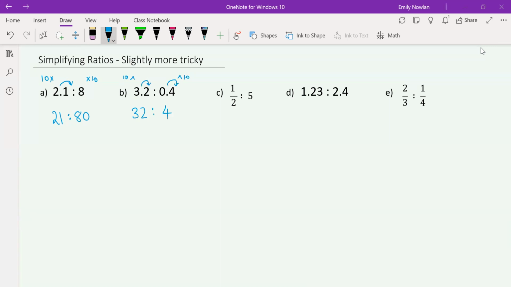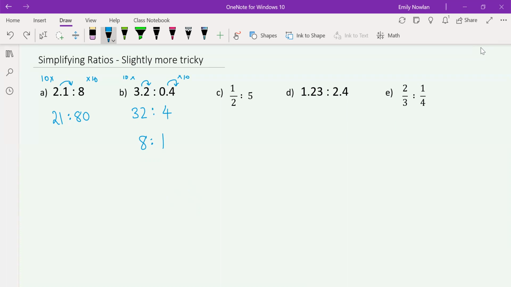Now, will that simplify? Is there a number that goes into 32 that also goes into 4? Now remember, you can put it on your calculator and put 32 over 4 and see what you get. Or you can know that 4 goes into 32 8 times and 4 goes into 4 once. So it's 8 to 1. If you did it on your calculator and did 32 over 4, you just get the number 8. But you've got to remember that 8 is the same as 8 over 1. Okay.